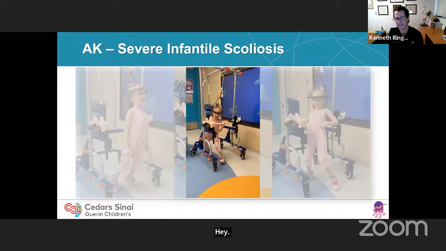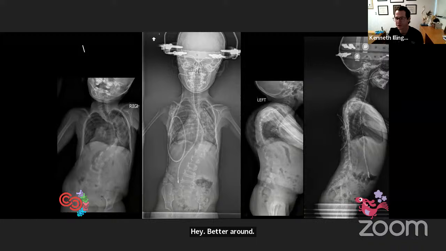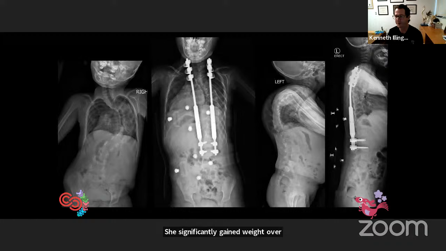Sit around. So these kids do amazing. And as you can see, she has an NG tube for nutritional optimization. Here's her 4 weeks of traction, an amazing correction. It's now allowed us to actually consider putting magnetically controlled growing rods in. She significantly gained weight over those 4 weeks, nutritionally optimized, in my opinion.